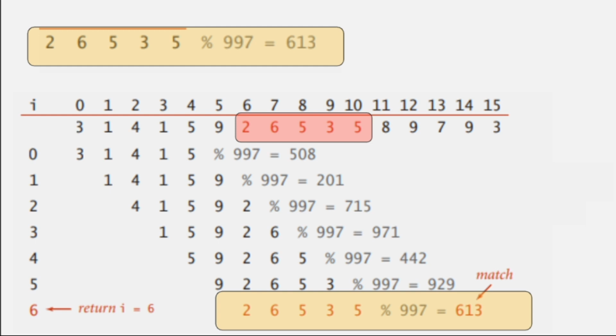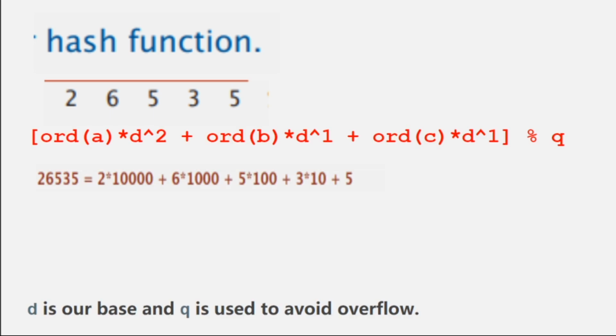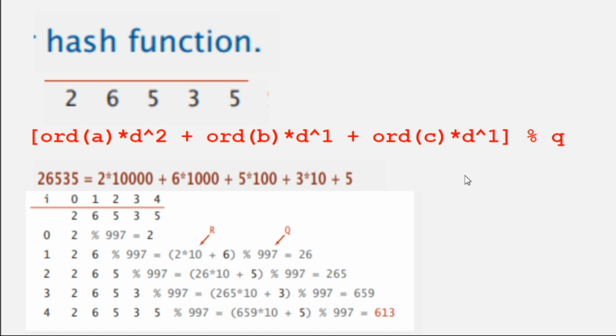So how do we hash a value? What we usually do is we take each digit's value, multiply it by a base value raised to increasing powers, and then take the modulo. For example, in this, D is our base and Q is used to avoid overflow, because we are taking modulo Q, which means our value will never go up to Q. So for each integer, we multiply it and then take its modulo. And hence, we got our hash value that was 613.